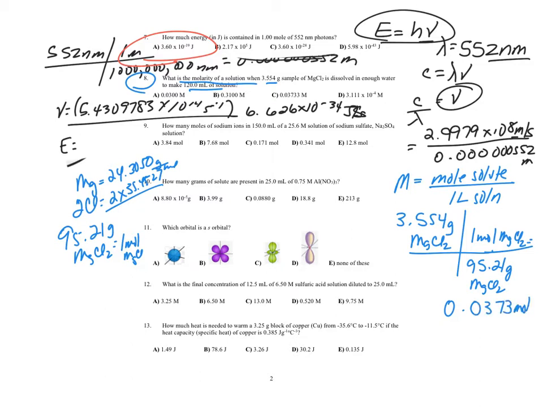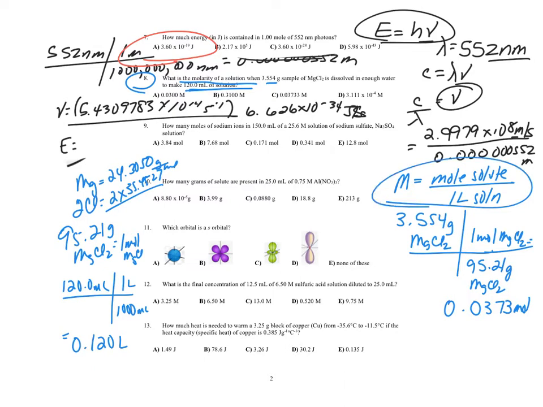0.0373 moles. You also need to convert 120 milliliters into liters. So 1,000 milliliters into 1 liter, which is 0.120 liter. And now you can just put it in that formula where M equals 0.0373 mole divided by 0.120 liter. And that should work out to be answer B, 0.3100 molar solution.